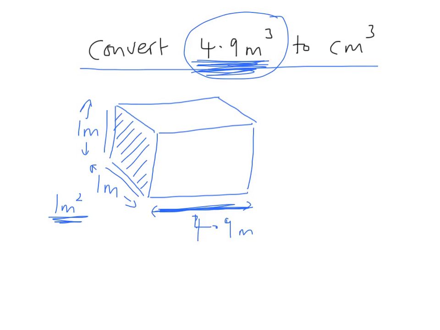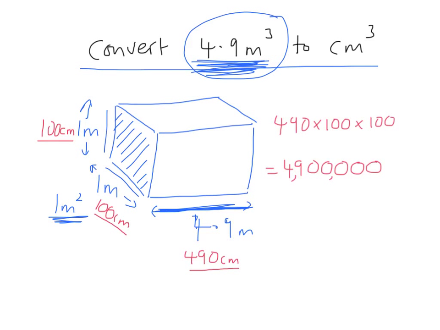Now we can convert those into centimeters. Remember, there are 100 centimetres in a metre, so our 1 metre across is going to be 100 centimetres, our other 1 metre across is going to be 100 centimetres, and our 4.9 metres in that direction is 490 centimetres. Now I can just do my calculation. That's 490 times 100 times 100, the shape of my imaginary cuboid. That's 490 with another 2 zeros and another 2 zeros, and then work your way back and put the commas in.